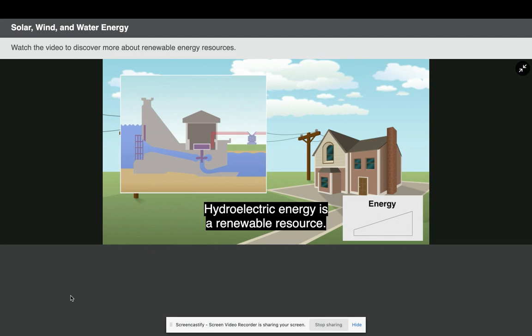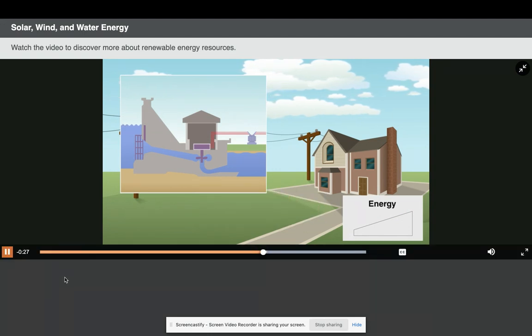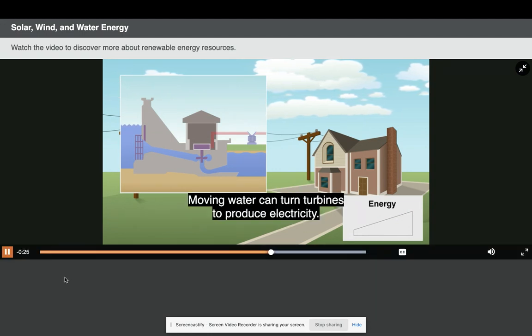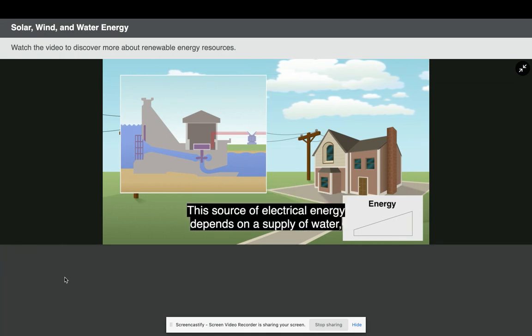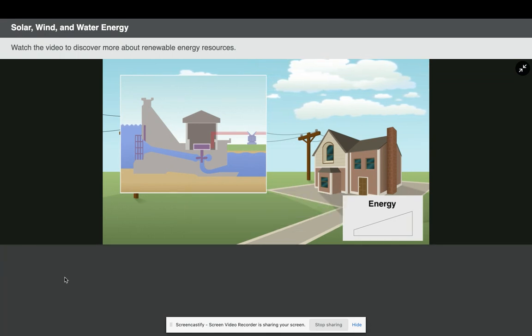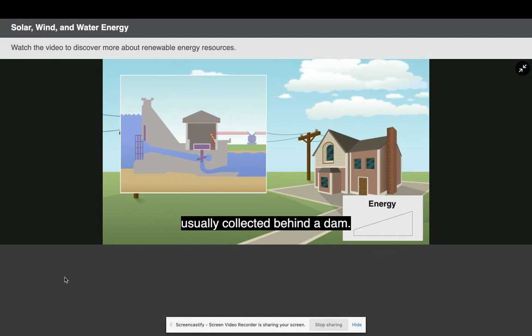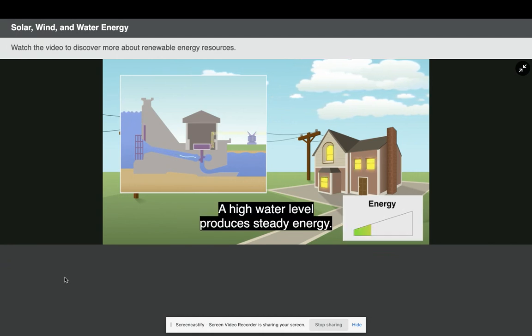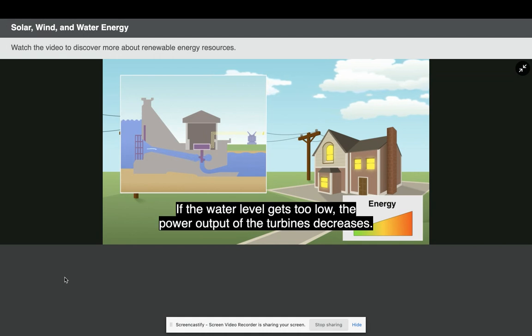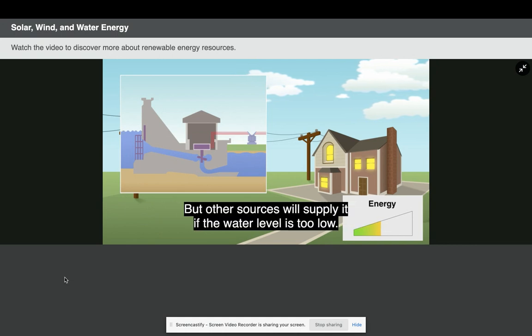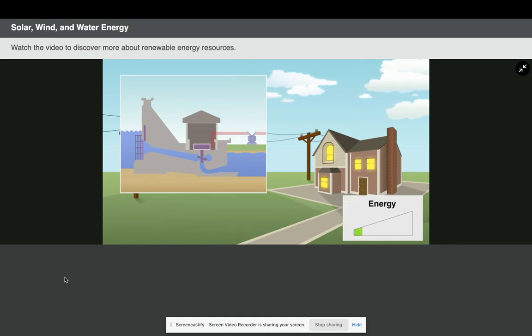Hydroelectric energy is a renewable resource. Moving water can turn turbines to produce electricity. This source of electrical energy depends on a supply of water, usually collected behind a dam. A high water level produces steady energy. If the water level gets too low, the power output of the turbines decreases. But other sources will supply it if the water level is too low.